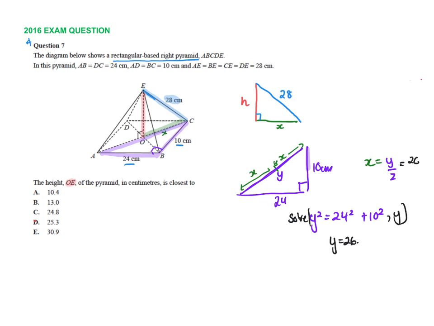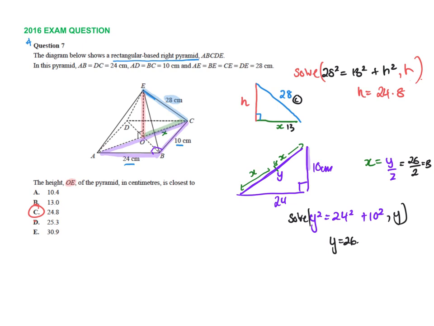So therefore 26 divided by 2 is 13. So now I know that this is 13, and now I can use Pythag again, where I go 28 squared, because remember that's the c, equals 13 squared plus h squared. And we're going to do solve, comma h, and we'll find out what h equals. So just doing that on my calculator. So I get 24.8, which is answer C.